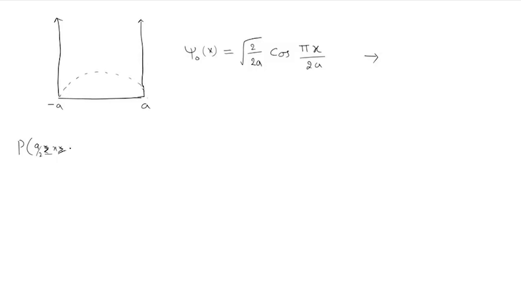-a/2. That means all you have to do is integrate from -a/2 to a/2 psi 0 star x psi 0 x dx. This is a long calculation, but at the end you should be able to do it. And if you want me to do it, I'll do it. You get something like this. You have to do it.